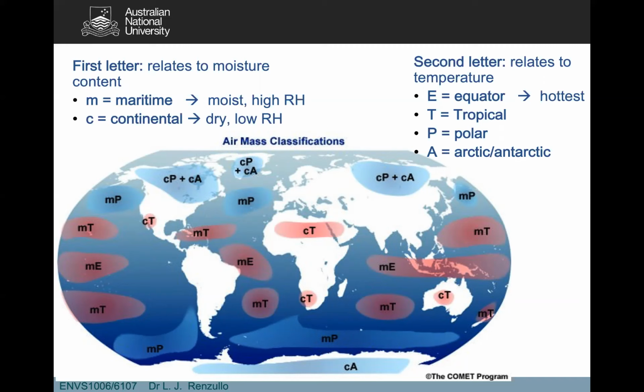The second letter of the air mass classification corresponds to the temperature. So just broadly categorized as the equatorial region, the tropics, the polar region, and the Antarctic. And of course, the equatorial region is the hottest. That's where we get that greatest concentration of solar radiation.